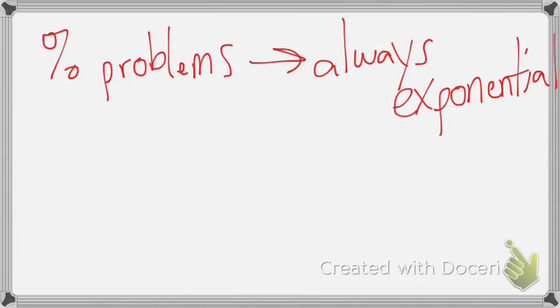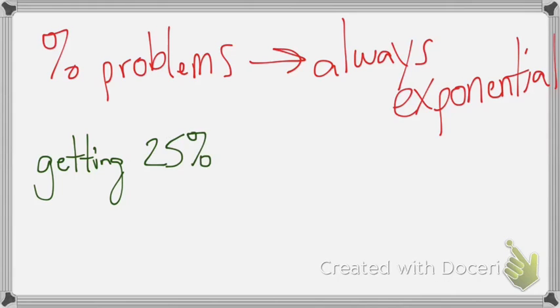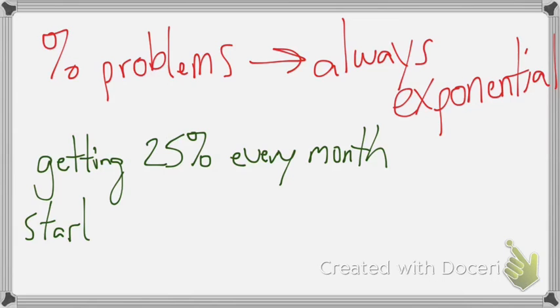There are 2 ways that they could ask you this. You could be gaining a percentage. Say we're getting 25% every month, and we start with, I don't know, $500.